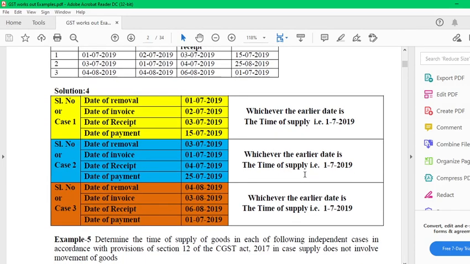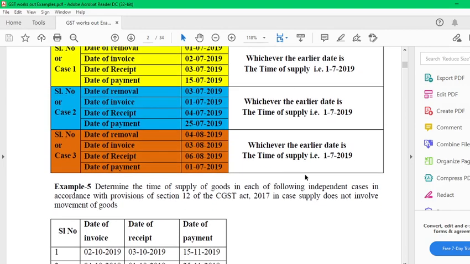The third case is 4/8/2019, then again 4/8/2019, and 6/8/2019, and 1/7/2019. However, in this case, 1/7/2019 is the earlier date, and that becomes the time of supply.